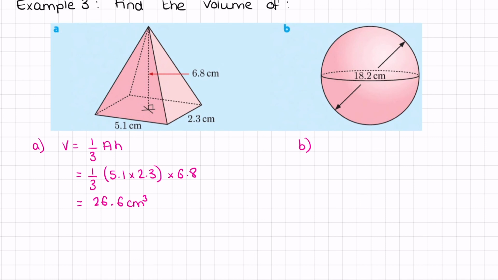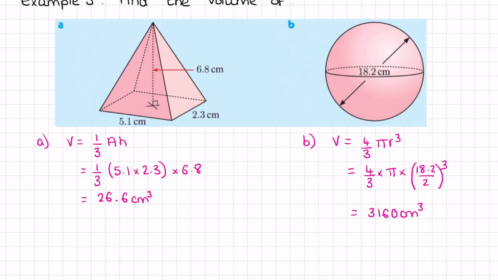Then part B, we have a sphere, and the volume of a sphere is 4 on 3 pi r cubed. So put our values of 4 on 3 times by pi times by our radius, which will be half of 18.2 cubed, put that in your calculator and you get an answer of 3,160 centimetres cubed. And that is the end of volume.